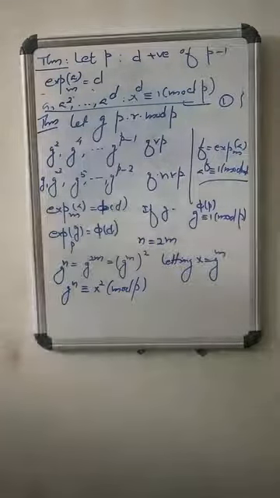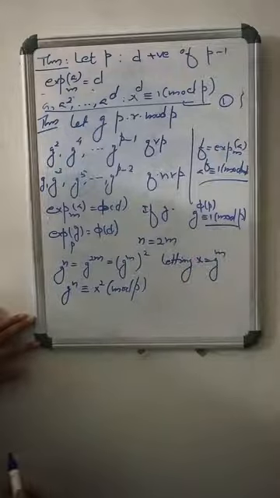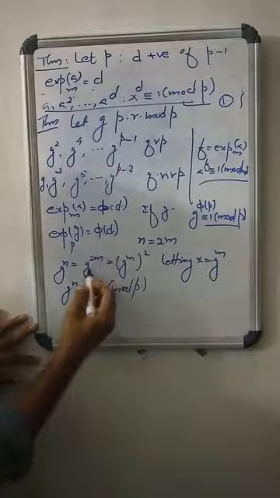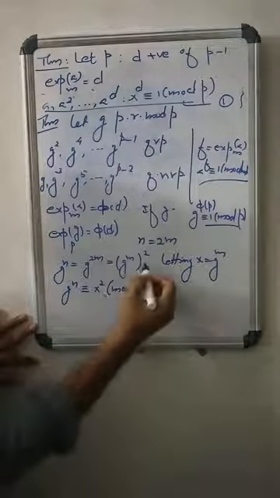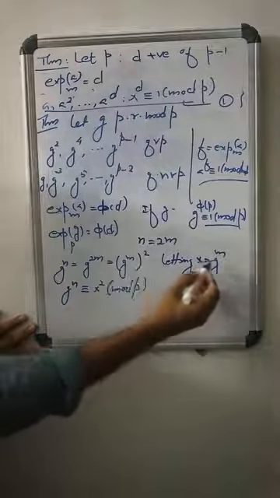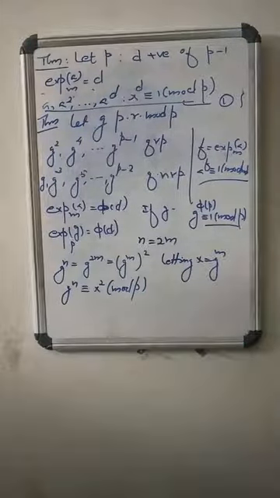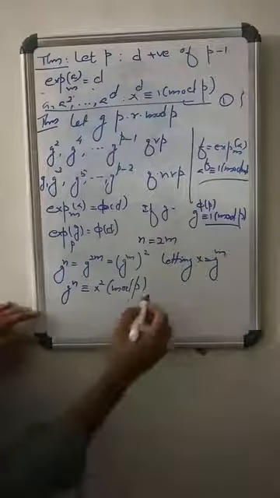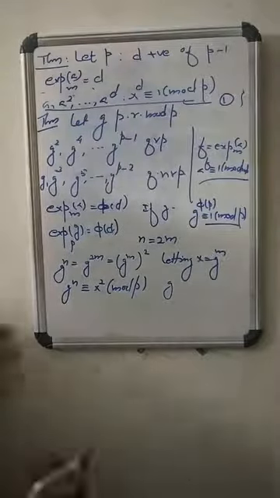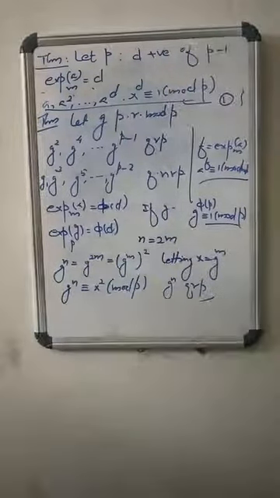Since g is a primitive root, g power phi of p is congruent to 1 mod p. Therefore, let n be 2m, then g power n is g power 2m, which is g power m whole squared. So g power n is congruent to g power m whole squared mod p. When g power m is x, g power n is congruent to x square mod p, which means g power n is a quadratic residue mod p, by the definition of quadratic residues.